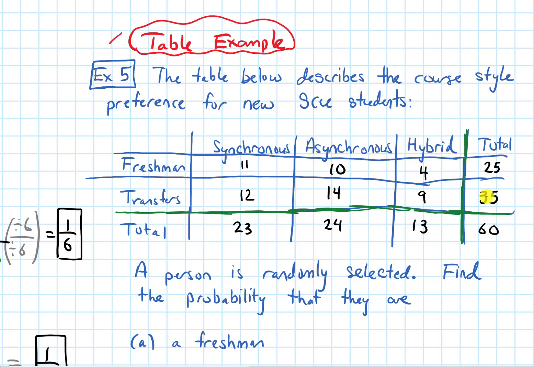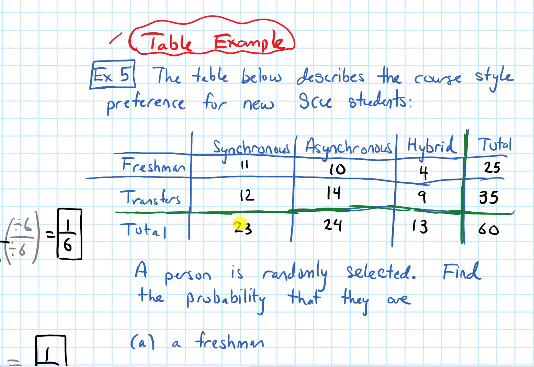And then there's a total column at the end on the right and a total row at the bottom. So for example, for synchronous preference, there are 11 students who like that who are freshmen, and there are 12 transfers who like that, and adding 11 plus 12 together gives us this 23.